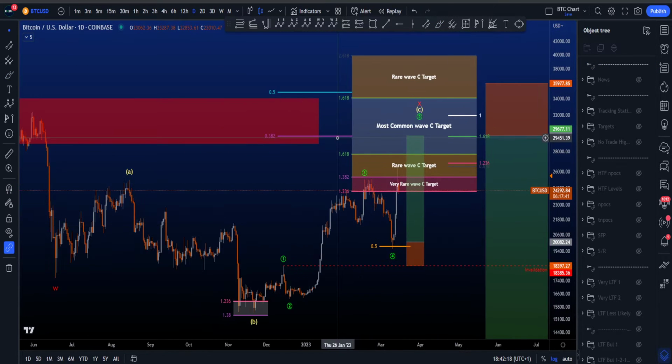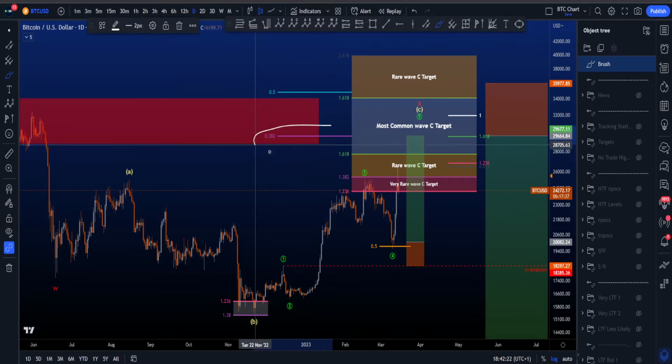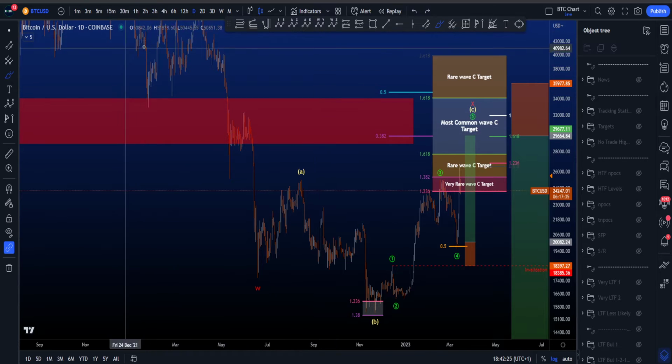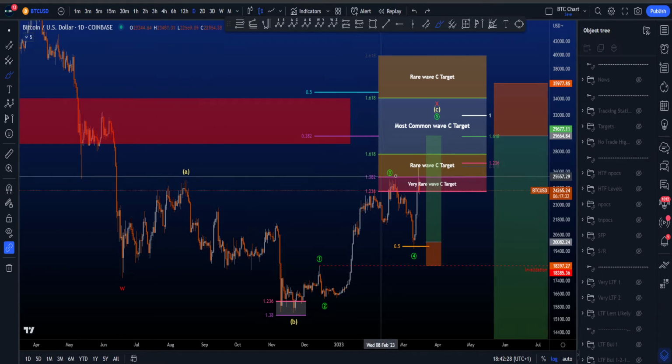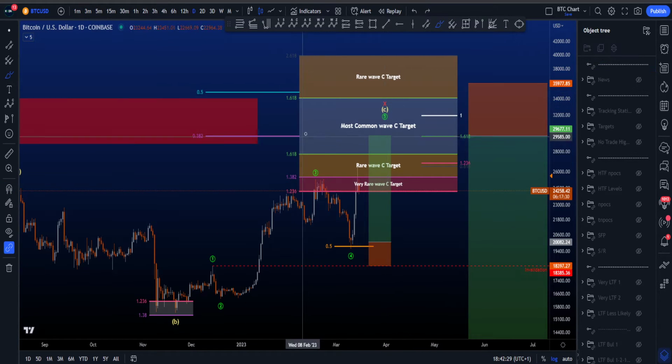Also important to note is this level over here, 29.7k, as that is the 0.382 Fibonacci taken from the all-time high to the low of W, and the red wave X minimum target is usually the 0.382.